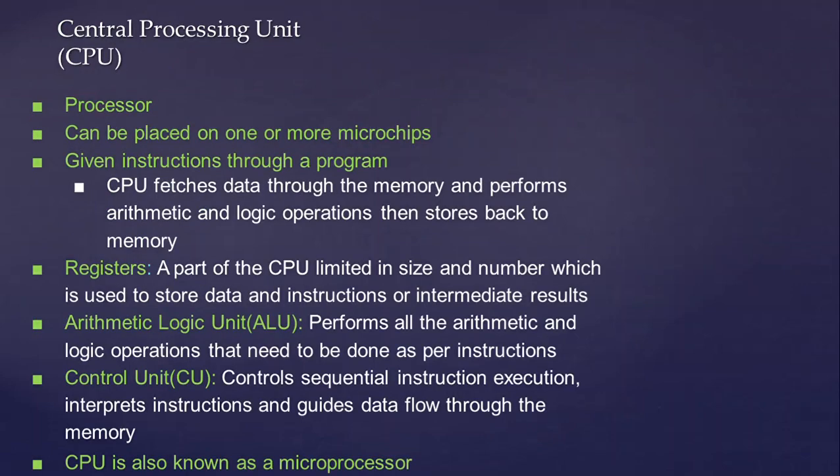The CPU is a processor. It can be placed on one or more microchips and is given instructions through a program. It fetches the data from the memory, performs arithmetic and logic operations, then stores back to memory. Registers are part of the CPU and are limited in size and number, used to store data, instructions or intermediate results. The arithmetic logic unit performs all the arithmetic and logic operations that need to be done as per the instructions. The control unit controls the sequential instruction execution, interprets instructions, and also guides data flow.